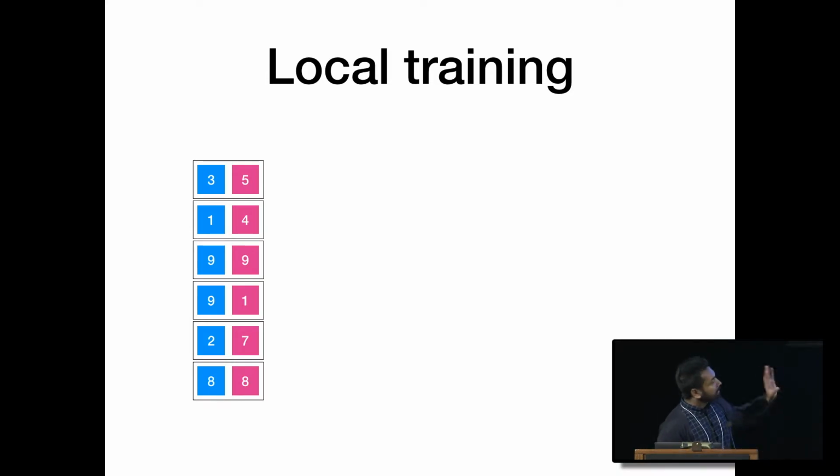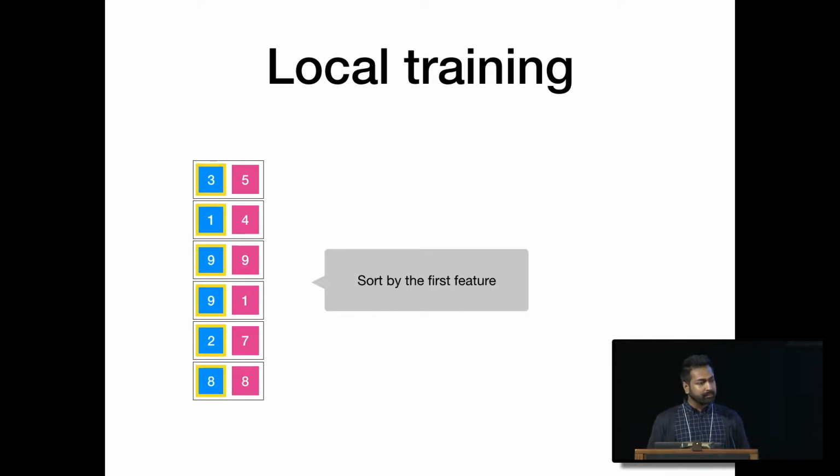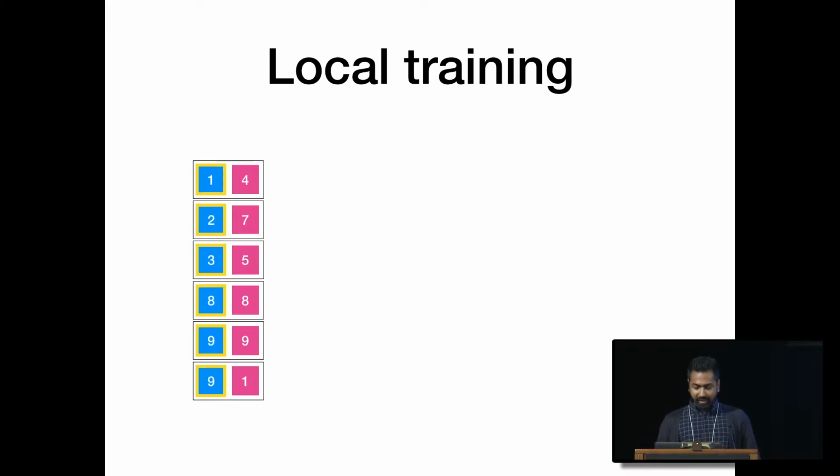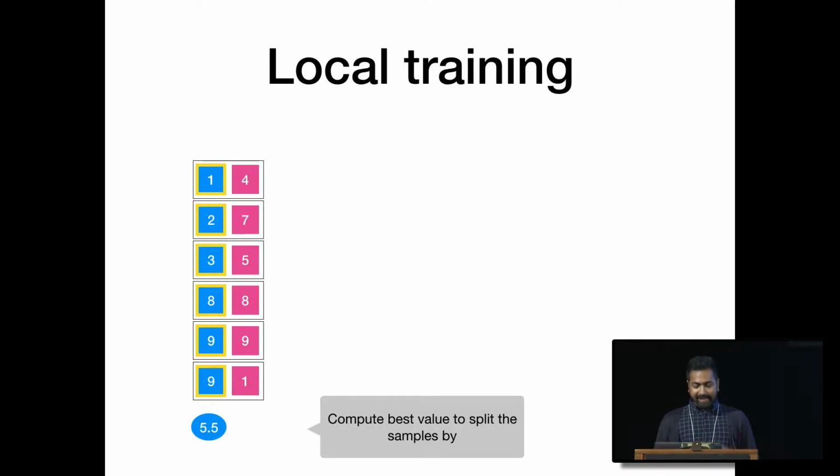So suppose you have a machine that has these samples. The samples have two features, pink and blue. Now, to train a model on these samples, what the participant will do first is sort the samples by the first feature, in this case, the blue feature. Once it's sorted, it'll identify what the best split is for that feature, which particular value for the feature partitions the samples best. In this case, let's say it's 5.5.